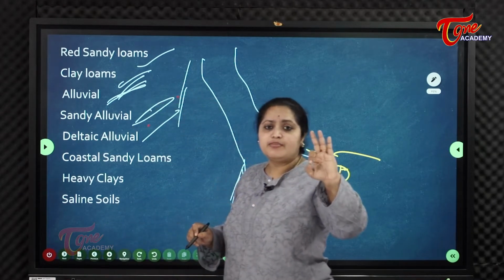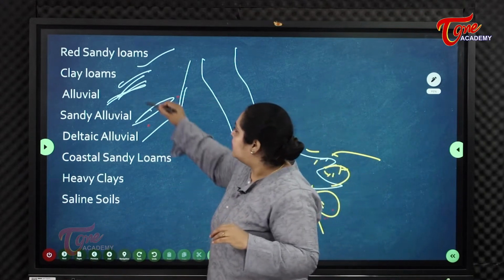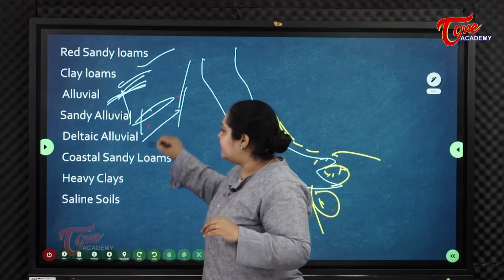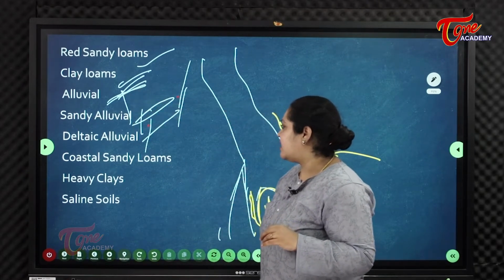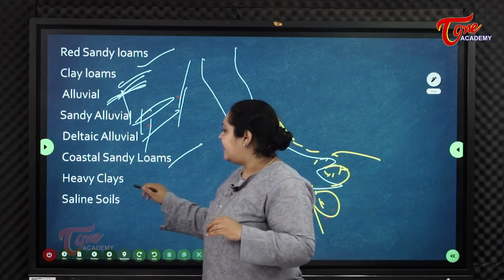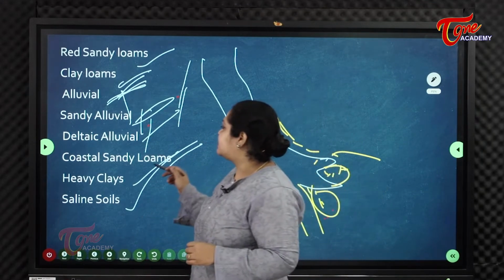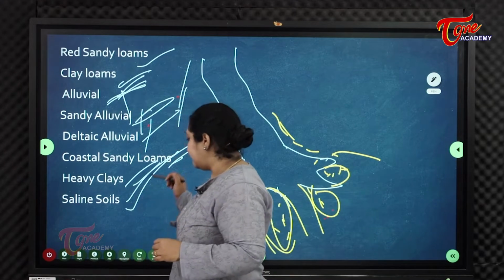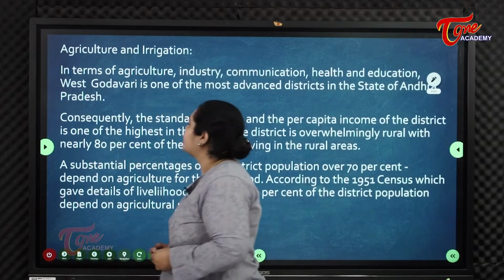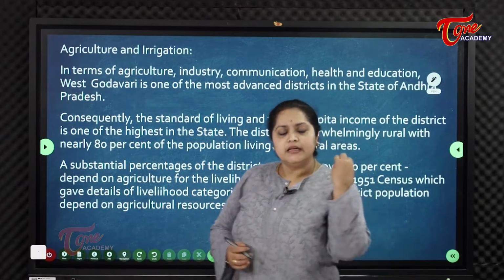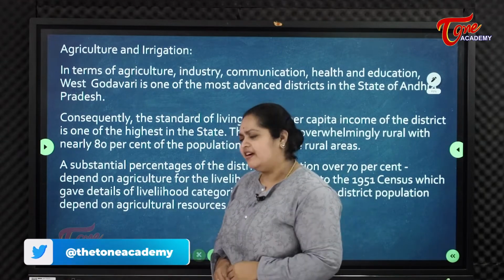It has three types of alluvial soils. One is alluvial, sandy and deltaic. And other types of soils are coastal sandy loams, heavy clays and saline soils. Now, those are the soil types of West Godavari district.